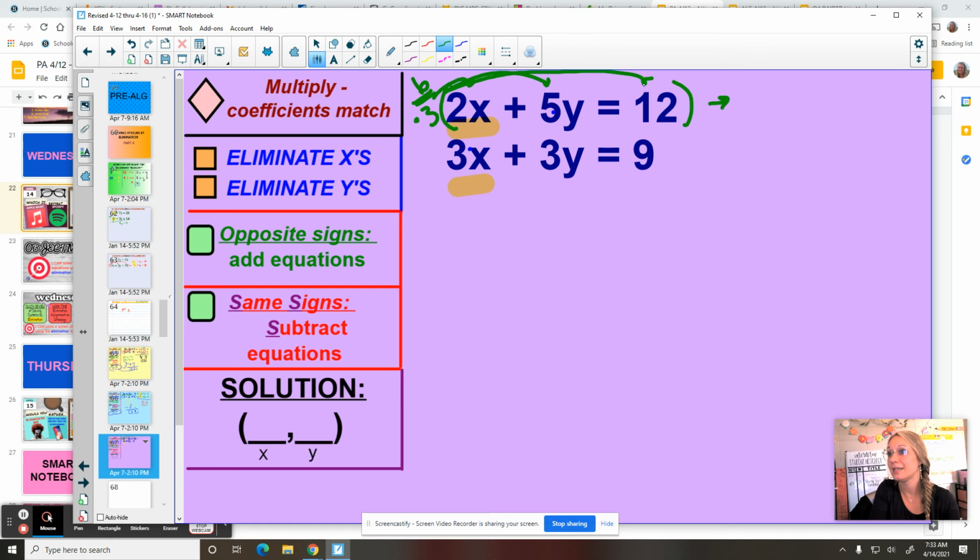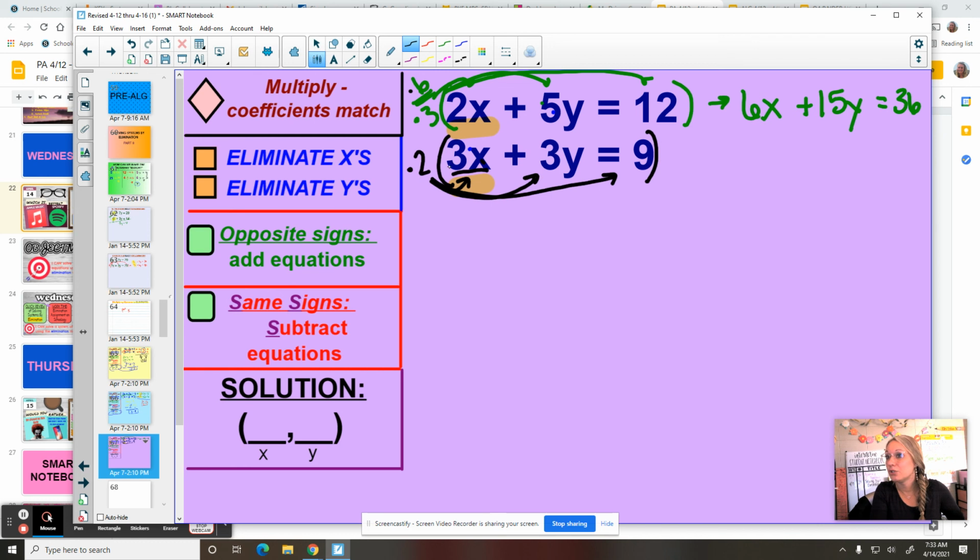Okay, 3 times 2x gives me a 6x plus 3 times 5y is 15y equals 3 times 12 is 36. Okay, that one's good to go. For my bottom equation, how can I get a 3x to match a 6? What do I need to multiply by? In this equation, we're going to multiply everything by 2. And remember, it's kind of just like distributive property. 2 times 3x gives me 6x.